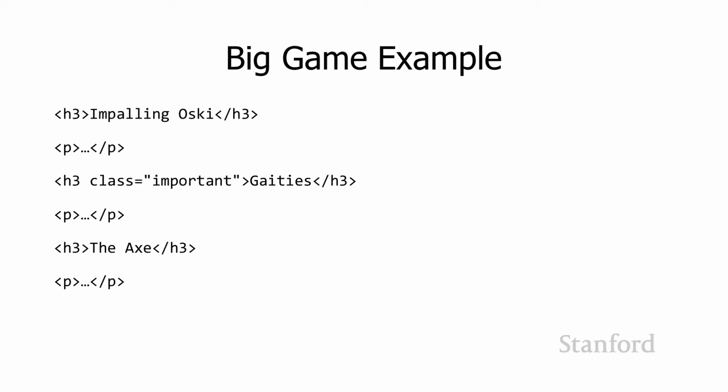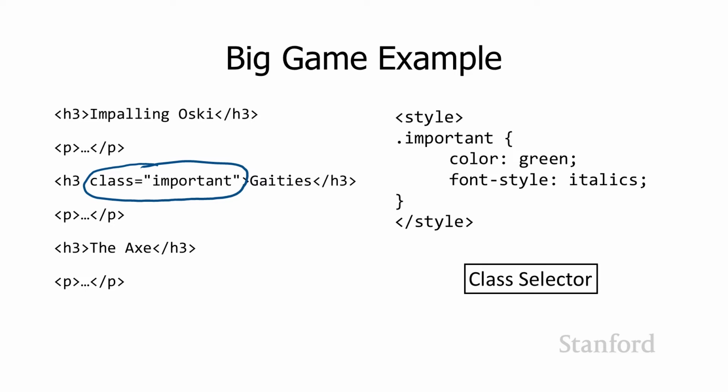What we could do is add a class attribute value pair to one of the H3s. So here, let's say somebody in the class is in Gades and they think the Gades is more important than the other two. So we're going to add H3 class equals important in the HTML tag for the H3. And then we're going to create a style rule that specifically says it only applies to things that are important. So this is called a class selector.